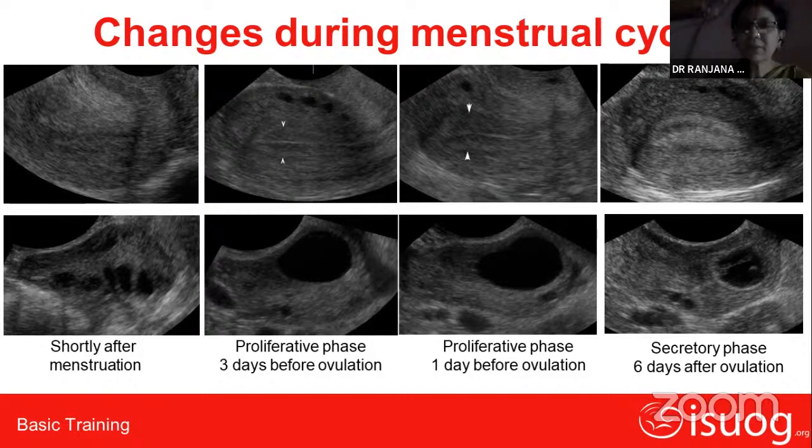Now in the third figure we are seeing the proliferative phase 1 day before ovulation. The trilaminar view is very normal in appearance. In the fourth, we are seeing the secretory phase 6 days after ovulation. In the lower portion we are seeing a corpus luteum cyst, and in the upper portion we are seeing the secretory phase. It becomes homogeneous and hyperechoic. Why? Because the mucin and the glycogen secreted from the functional layer is now making it white color.